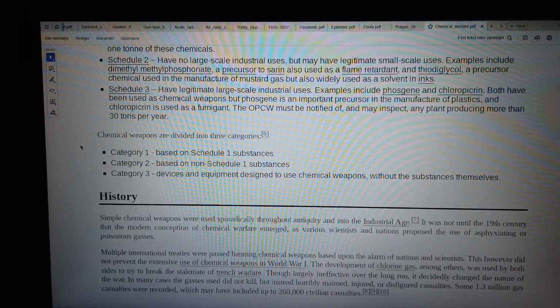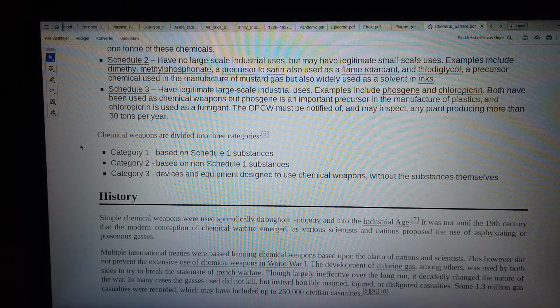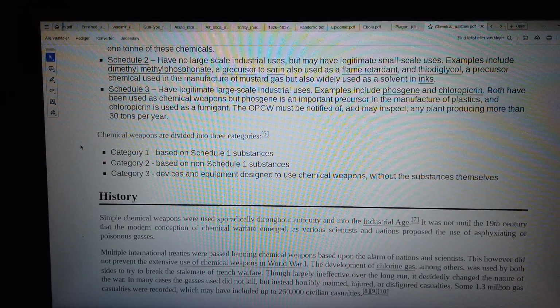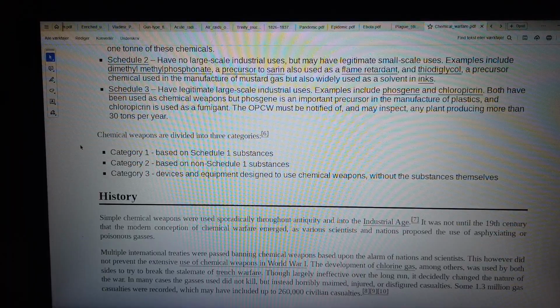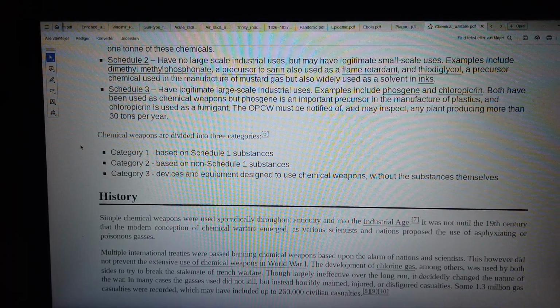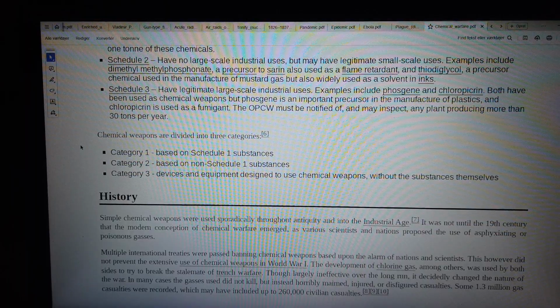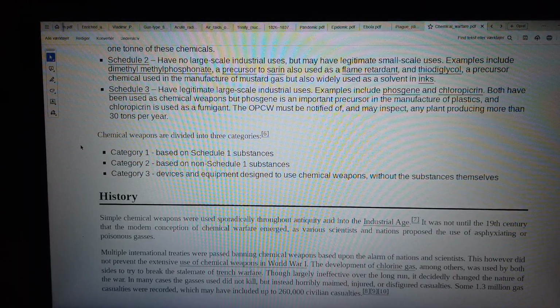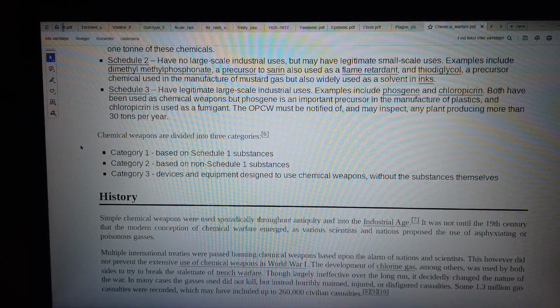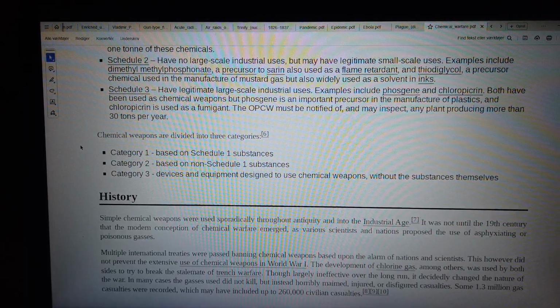History. Simple chemical weapons were used sporadically throughout antiquity and into the industrial age. It was not until the 19th century that the modern conception of chemical warfare emerged, as various scientists and nations proposed the use of asphyxiating or poisonous gases. Multiple international treaties were passed banning chemical weapons based upon the alarm of nations and scientists. This, however, did not prevent the extensive use of chemical weapons in World War I.